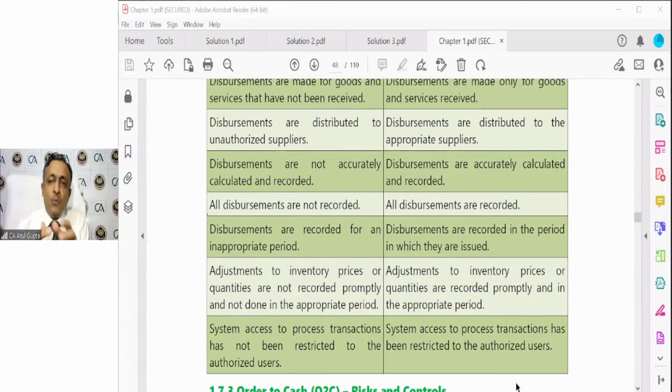Still, there are a few businesses where cash dealing is there. So their purchases are in cash, their sales are also in cash. Then for those businesses, this issue is there. So that is a risk that exists.